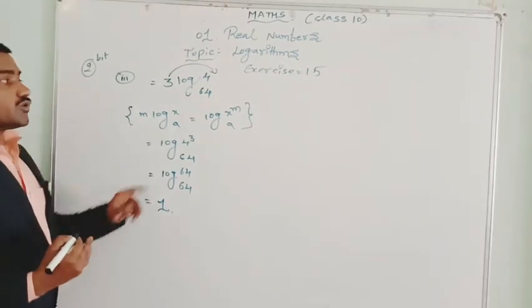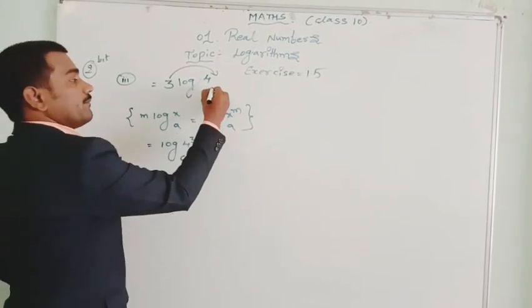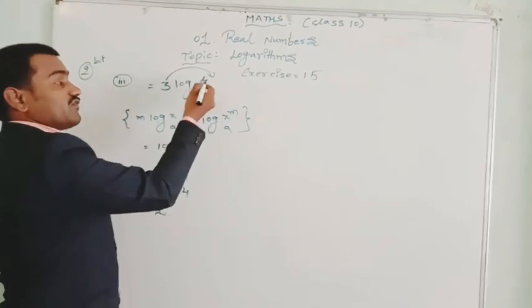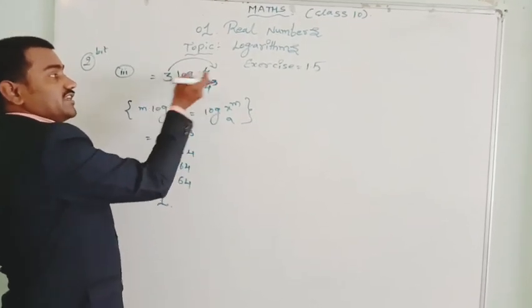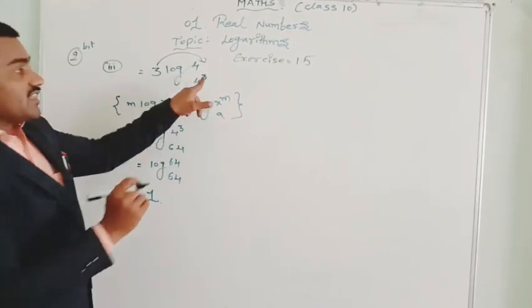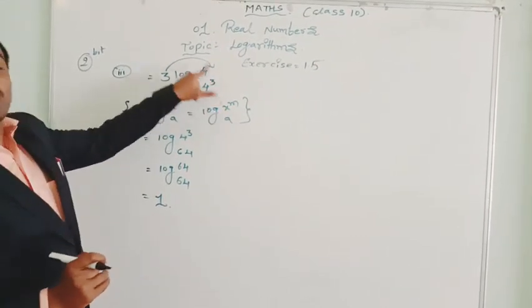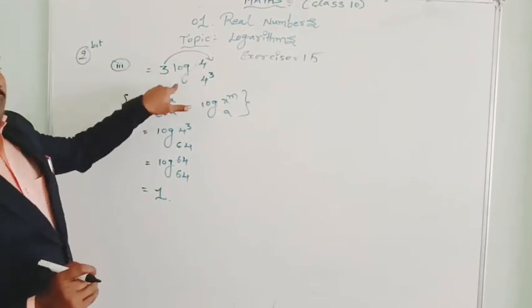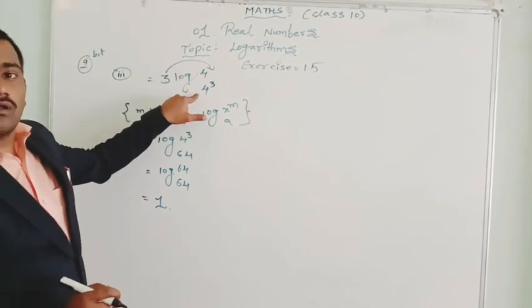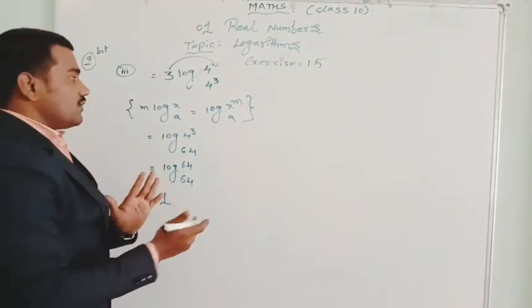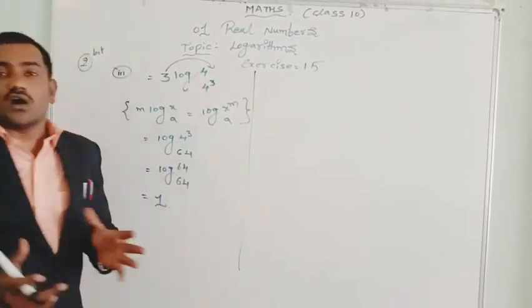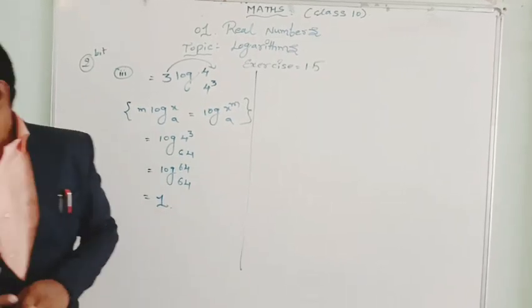Or else, what we used to do, here we write 4 cube. So we use the formula that it comes like 1 by 3 here. When you want to bring this 3 here, it comes like 1 by 3. Here 3 into 1 by 3, log 4 base 4 equals 1. That value will also be the same. So however you solve it, it depends on how you think about solving it.